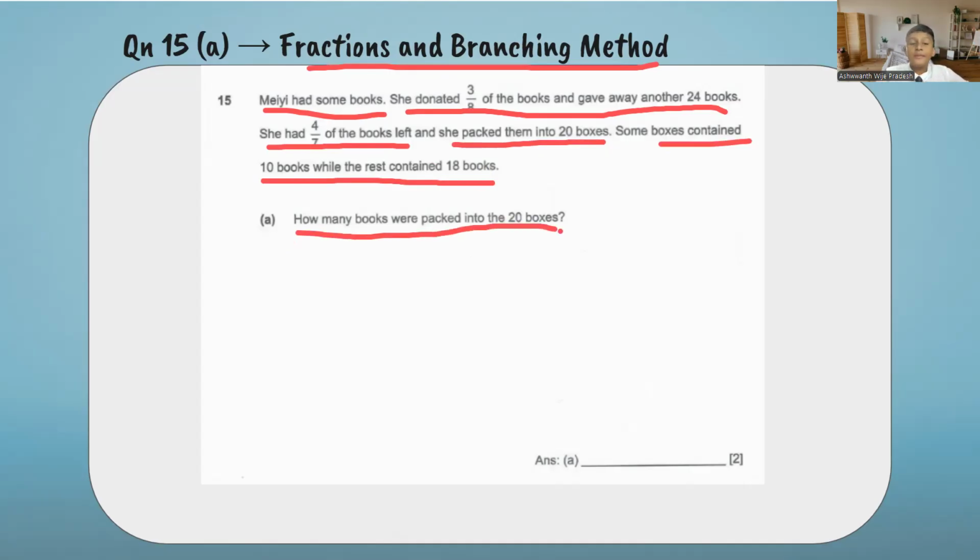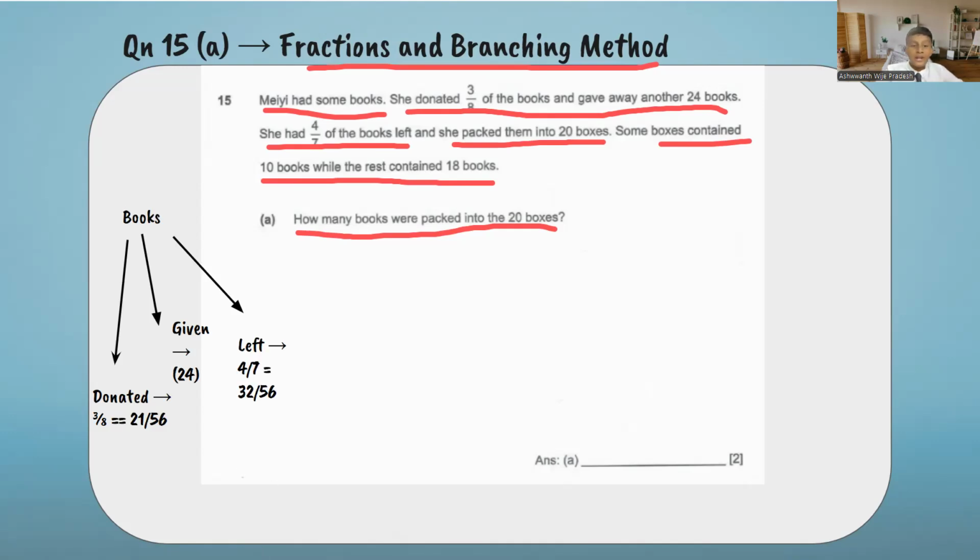So let's use the branching method to find out. So we have the total books. So 3/8, let's divide this into 3 first. So 3/8 was donated, which is 21/56. Then given is 24, and then left is 4/7.